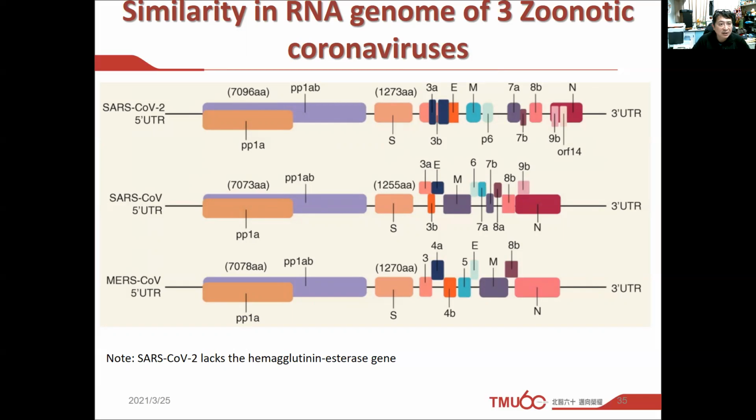However, SARS and the COVID-19 virus have more than 50% homology, and MERS has less homology compared to the other two types of coronavirus.